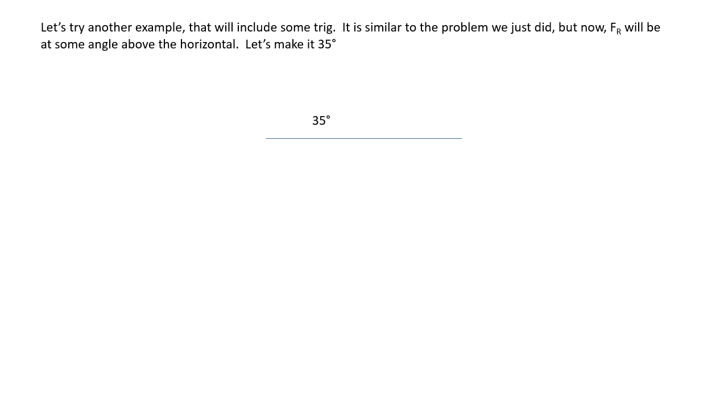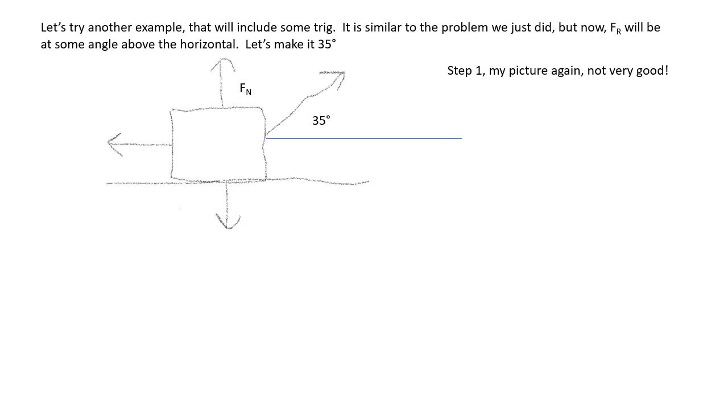Now I'm going to do another example that's going to involve some trig. Similar to the problem we just did, but now f sub r is going to be at some angle above the horizon. That's going to make that 35 degrees. So here's my drawing again. It's not very good. There's my normal. There's my right force. There's my left force. There's my weight. I'm going to ID all the forces like I just did. So each arrow has a name by it.